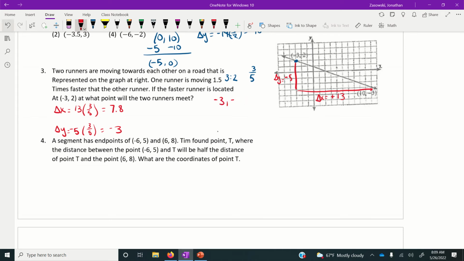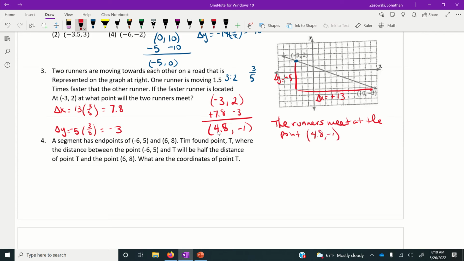It looks like a negative that's blending into the line though. But -3, 2. And we're going to add 7.8 onto the x and subtract 3 from the y. So this is going to be 4.8. We subtract 3, 8. And this is going to be -1. Okay? So we'd say the runners meet at the point 4.8 and -1.